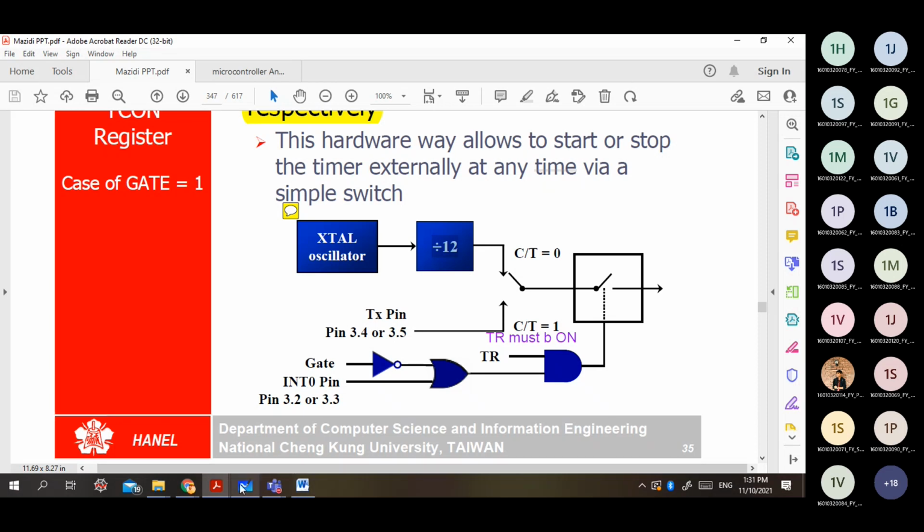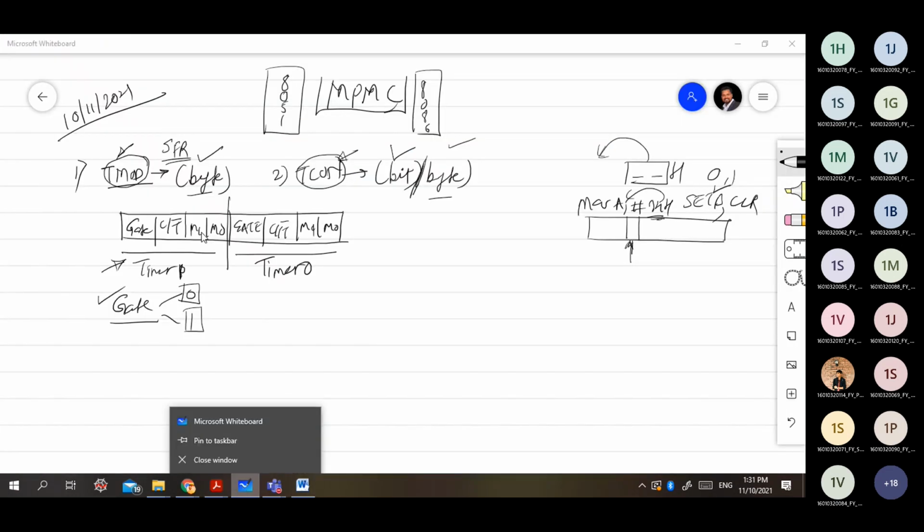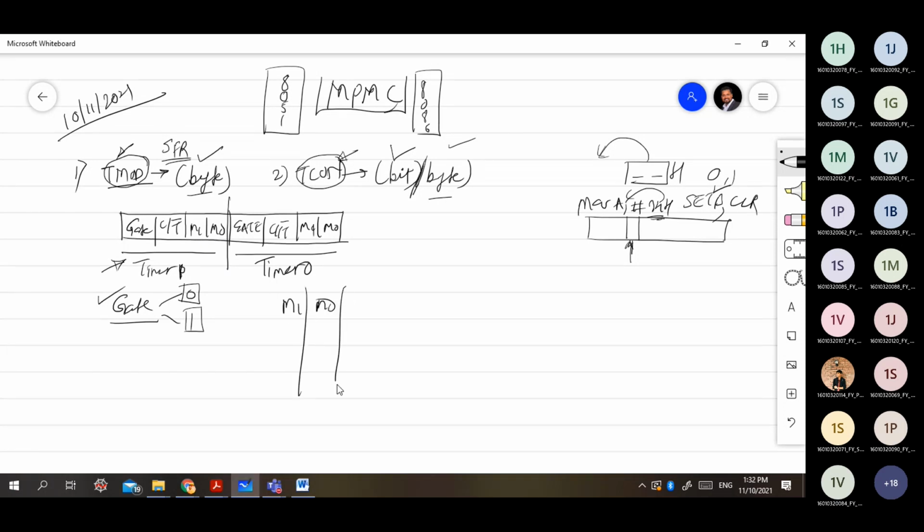And then we have the next 2 bits, that is mode 1 and mode 0, M1 and M0. Now these are the 2 bits which are actually used to select the mode of the timer. Here we have 2 bits, M1 and M0, which means what? By means of these 2 bits, we can have 4 modes of timer. That means we can have the combinations 0 0, 0 1, 1 0 and 1 1.